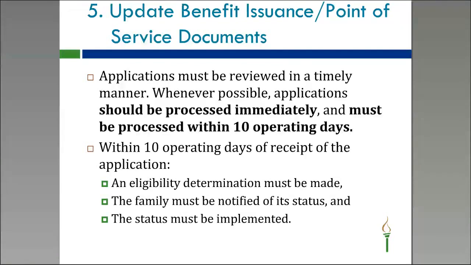Whenever possible, applications should be processed immediately, but they must be processed within 10 operating days of receiving the application. So within the 10 operating days of receiving the application, you must determine what the eligibility status is that they'll receive. You must notify the household of the status, and you must update your benefit issuance and point of service documents.